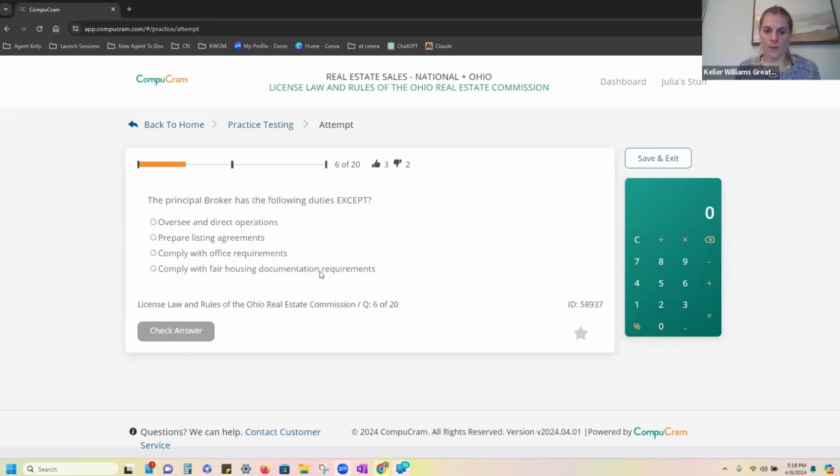Key. All right. The principal broker has the following duties except A, oversee and direct operations, B, prepare listing agreements, C, comply with office requirements, or D, comply with fair housing documentation requirements. So the principal broker has all of the following duties except what?